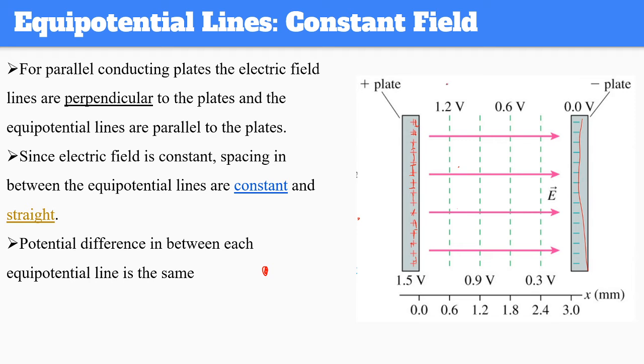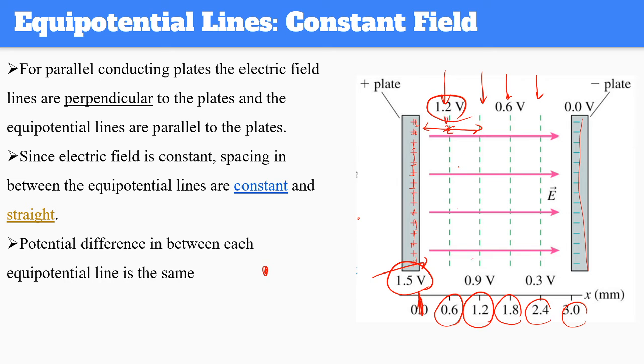So since you basically have a uniform electric field in between, the same amount of separation is going to create the same amount of potential difference. As you can see, this is the 0 point and it's 1.5 volts. And every 0.6 millimeters that you move, your potential is changing by 1.2 volts. So 1.2, and it's actually decreasing. So it was 1.5, 1.2.